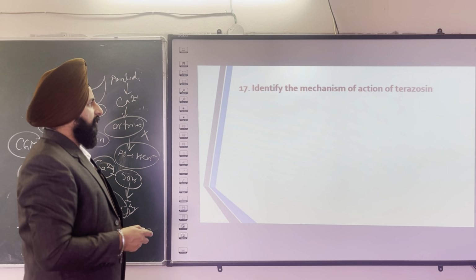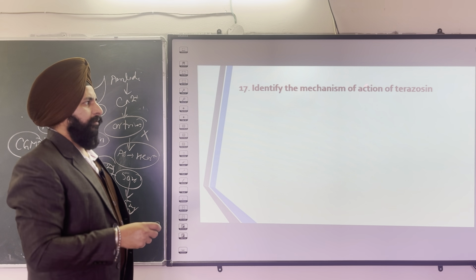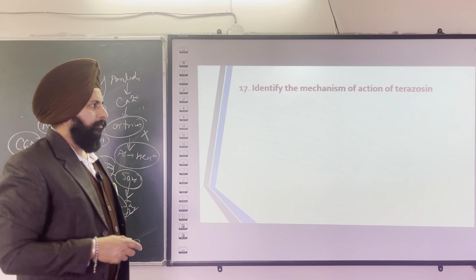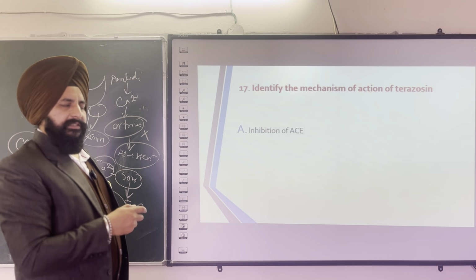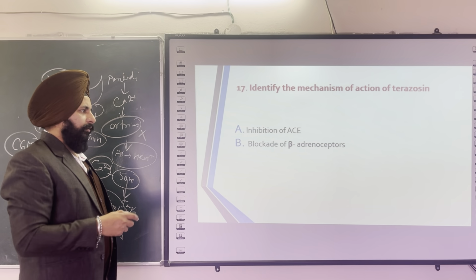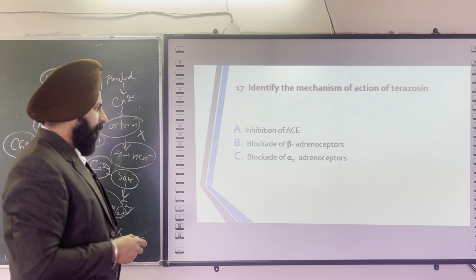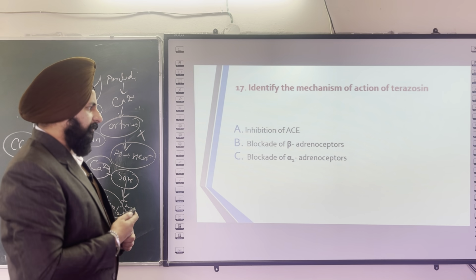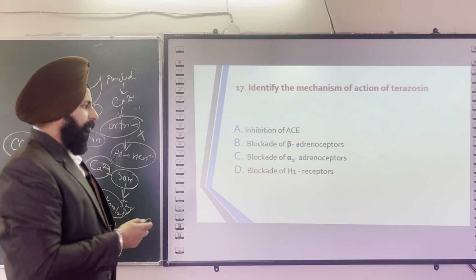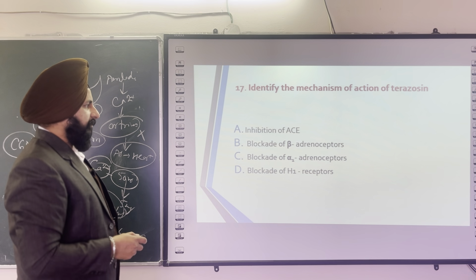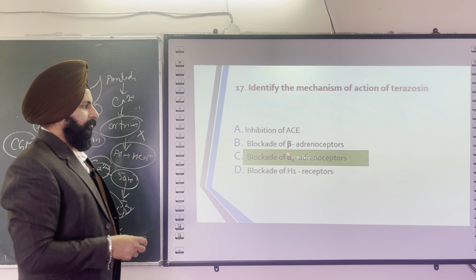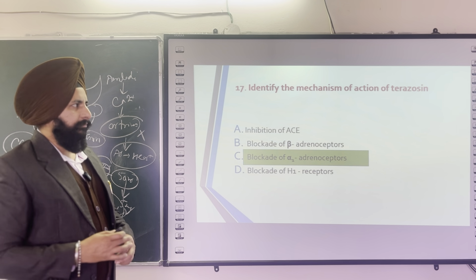The next question is, identify the mechanism of action of terazosin. Options are inhibition of angiotensin converting enzyme, blockage of beta adrenoreceptor, blockage of alpha 1 adrenoreceptor, and blockage of H1 receptor. You choose the correct answer. The correct answer is blockage of alpha 1 adrenoreceptor.